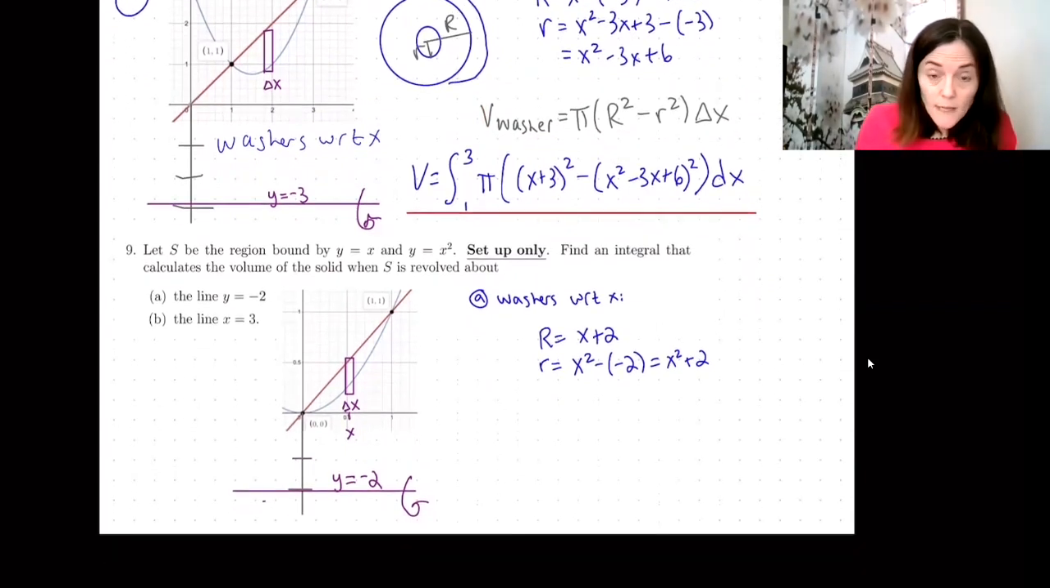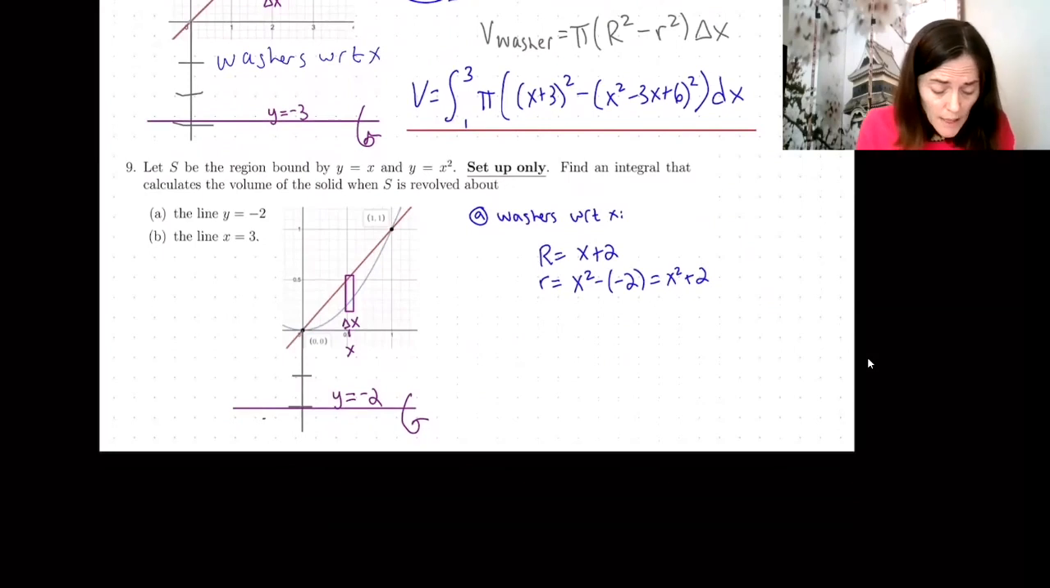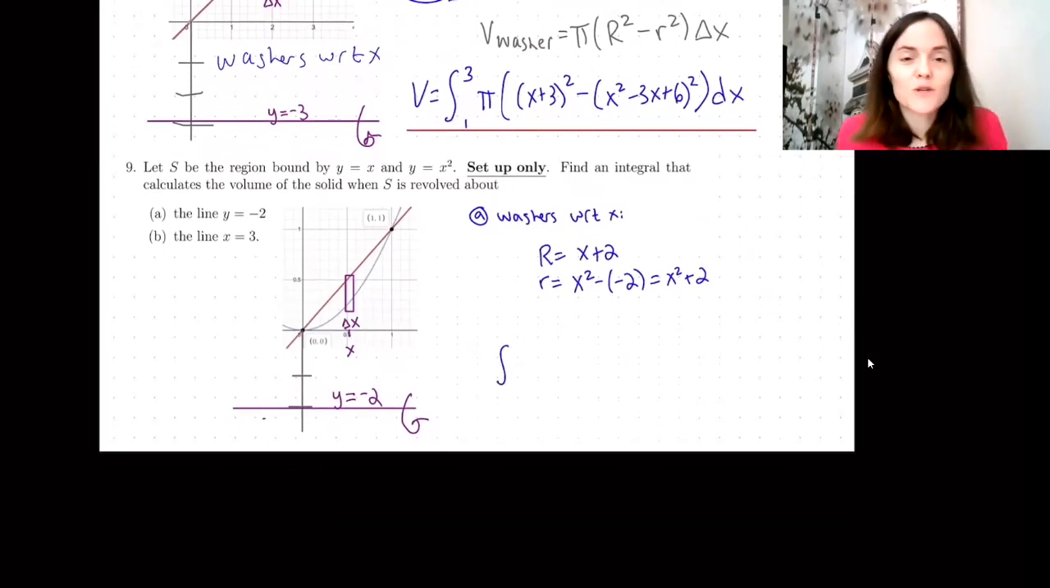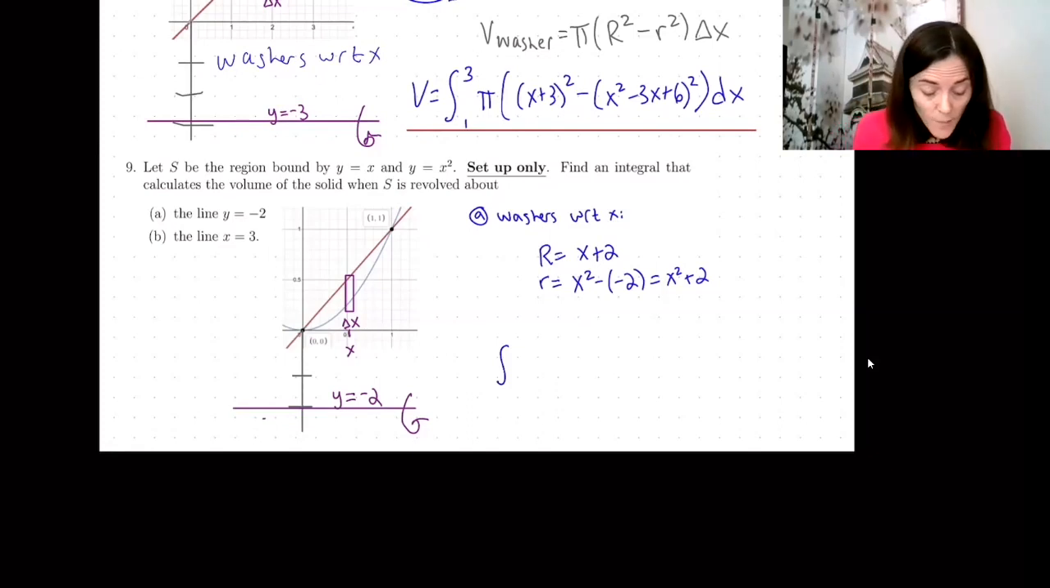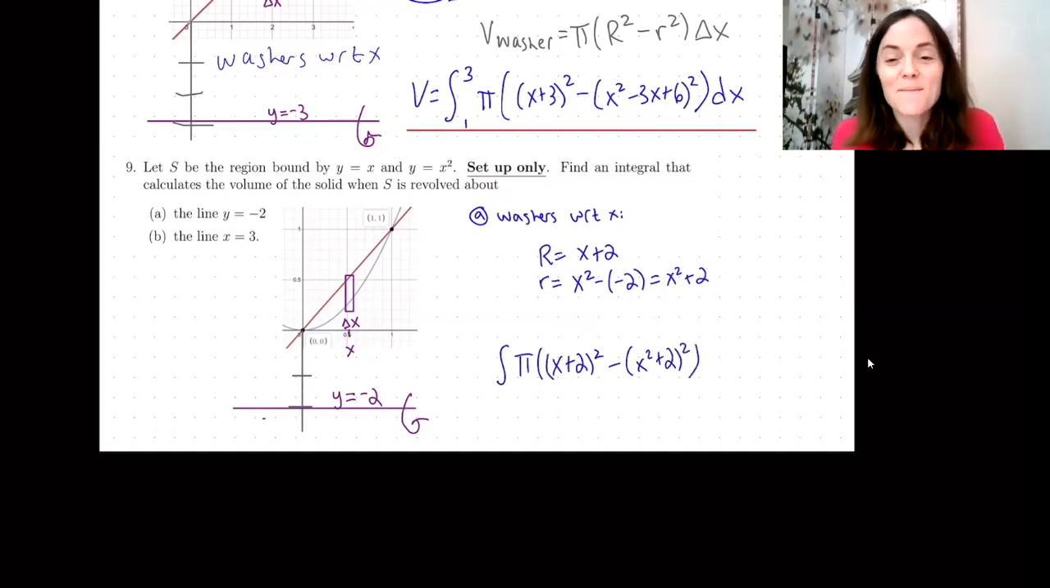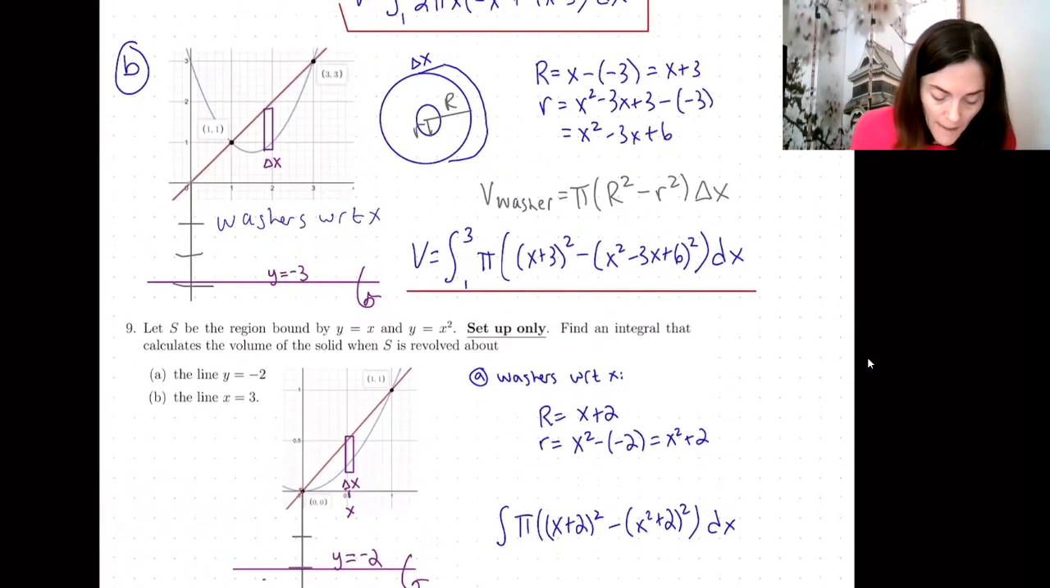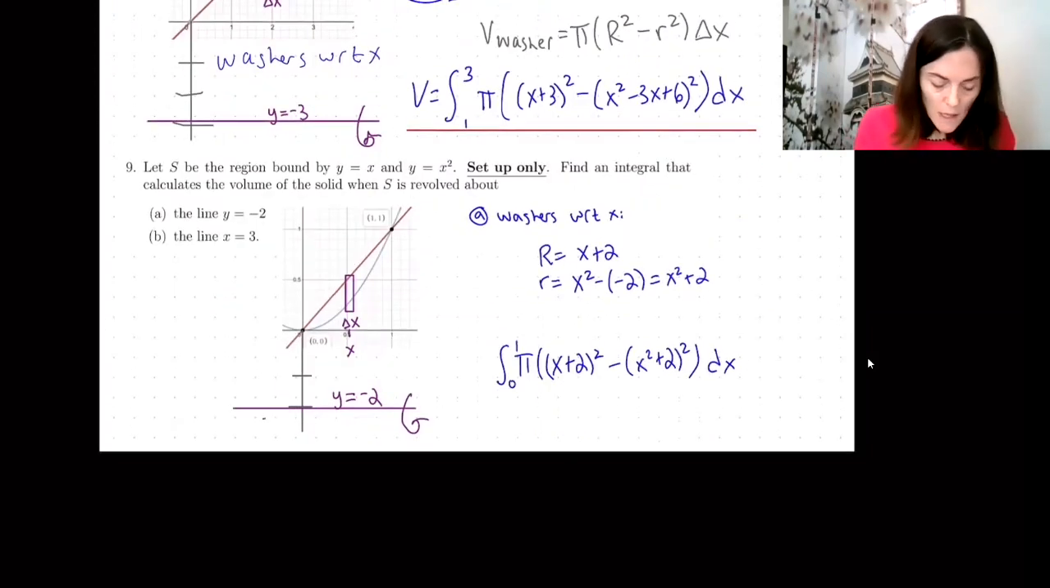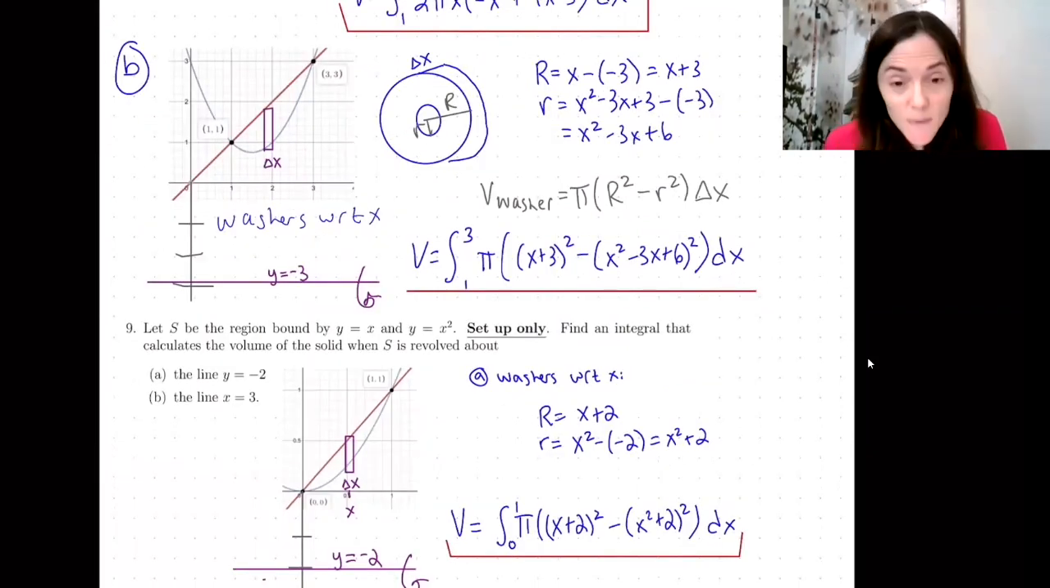So let's just write our integral down here. This would be an integral. Well, okay, maybe I'll do my limits of integration at the end, but we would have pi. We would have capital R squared minus little r squared. Uh-oh, I need to make sure you have the right parentheses, and then a dx. But now my x values range between x equals 0 and x equals 1. So the integral will be 0 to 1. And this is the volume in part A. Okay? Now let's move to part B.